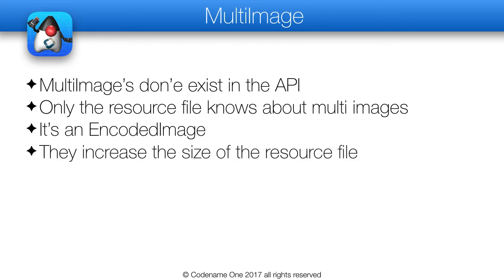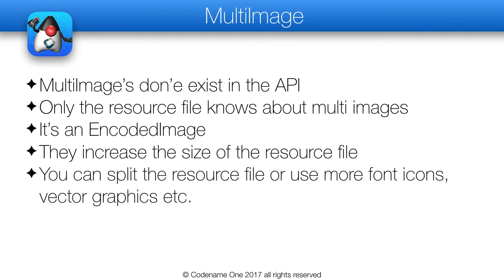Performance of multi-images should be identical to encoded image, with one major caveat. They increase the size of the resource file. Since most apps keep the resource file in RAM for usage later, this might impact RAM and hence performance negatively. A workaround might be to split some of the data into separate resource files that won't be cached. However, in recent years, we tried to reduce the usage of multi-images in favor of font icons and similar strategies.